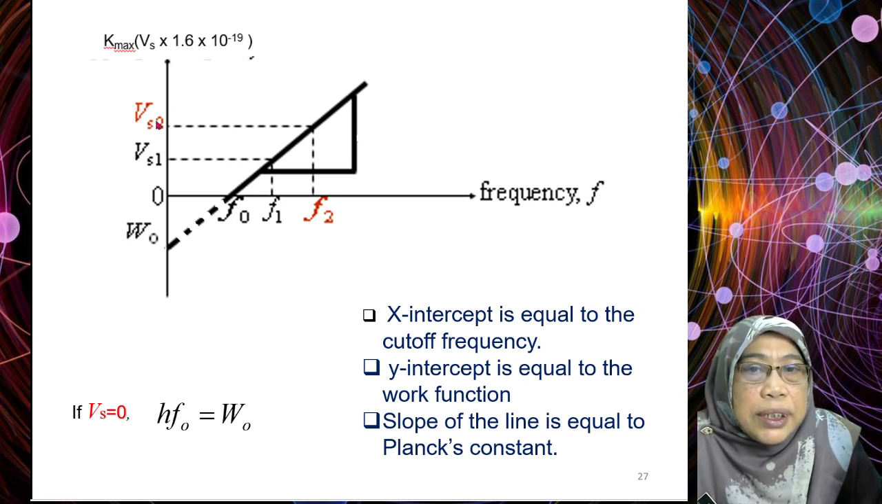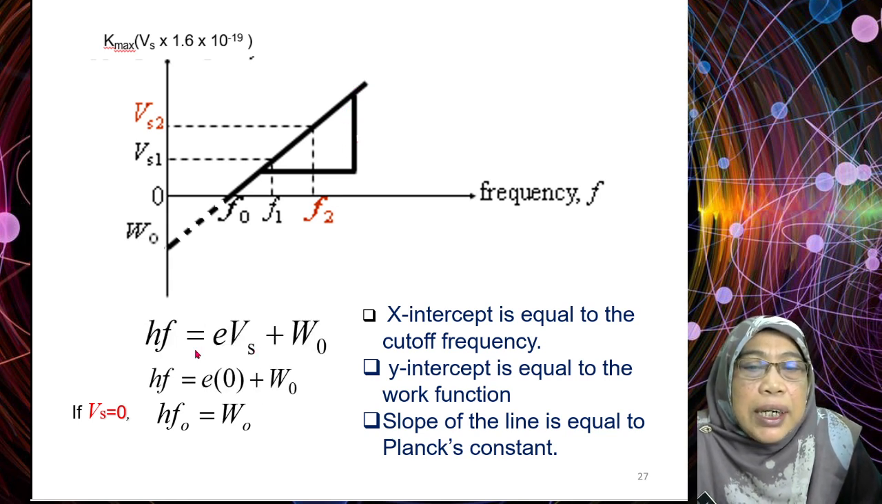Here we can measure the stopping potential. So in terms of energy, stopping potential times 1.6 times 10 to the negative 19 gives you the energy. When you plot the graph, you get a linear graph, equation y equals mx plus c, based on Einstein's equation: hf equals eVs, which is the maximum kinetic energy, plus the work function. Your y-axis is K maximum, and the work function is the intersection of the y-axis.